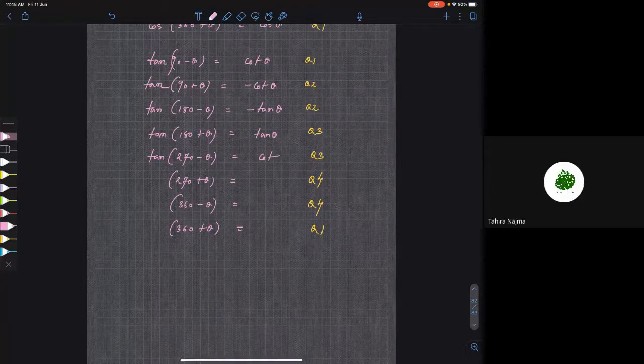Minus cot theta or plus cot theta? It is plus cot theta, because it is in the third quadrant, right?